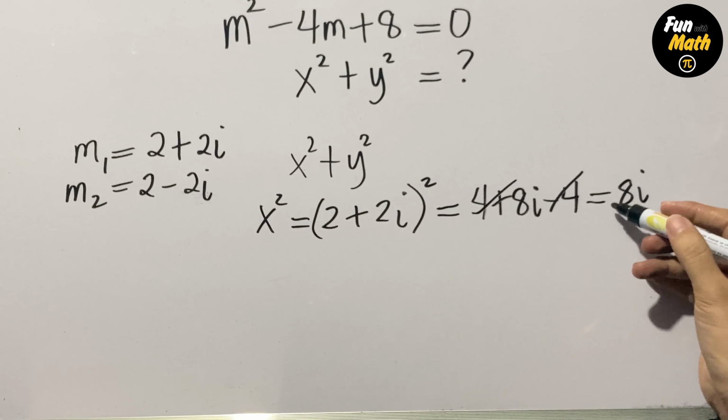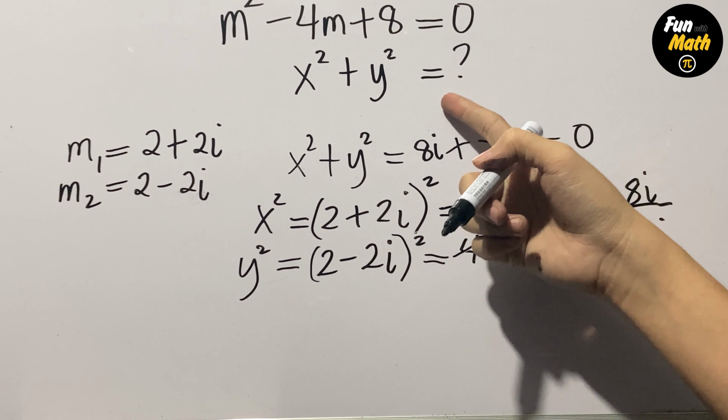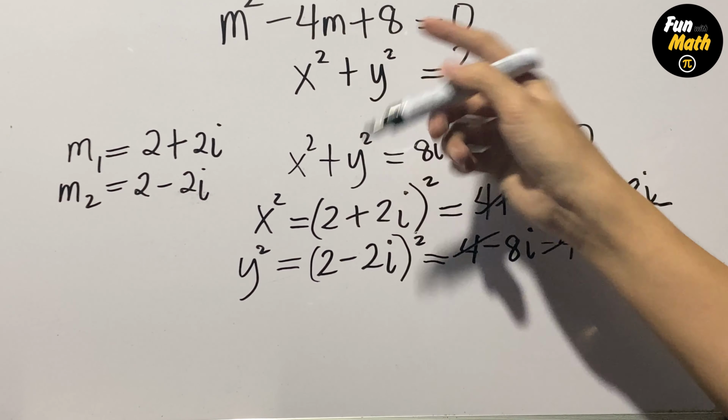And now let's go back to our problem. x squared plus y squared. So since we have the values, now we can just add the two. So that is 8i plus negative 8i, or that is equal to, this one will be subtracted, that is equal to 0. Therefore, x squared plus y squared is equal to 0.